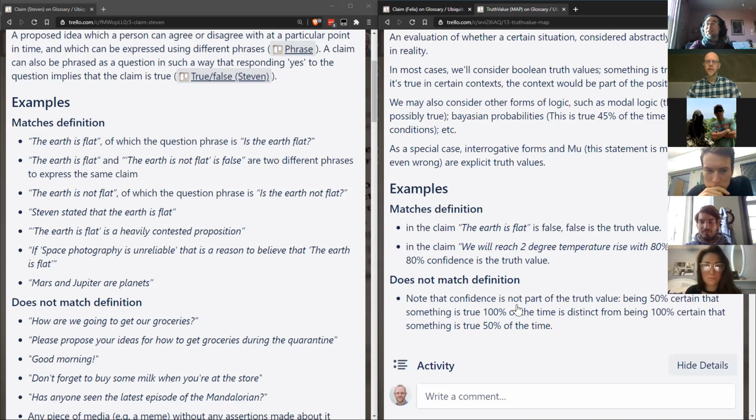Confidence is not part of it. The last one, that does not match the definition, could have been a note. If I'm saying I'm 50% certain that something is true 100% of the time, it's not the same as saying I'm 100% certain that something is true 50% of the time. So for me, true 50% of the time or true 100% of the time, that's the truth value, whereas I'm 50% certain, that's the confidence. And for me, that's not part of the truth value. I don't know if we want to model confidence. That's a separate question, but I wanted to make that distinction between confidence and probabilistic truth value, which are totally different things.